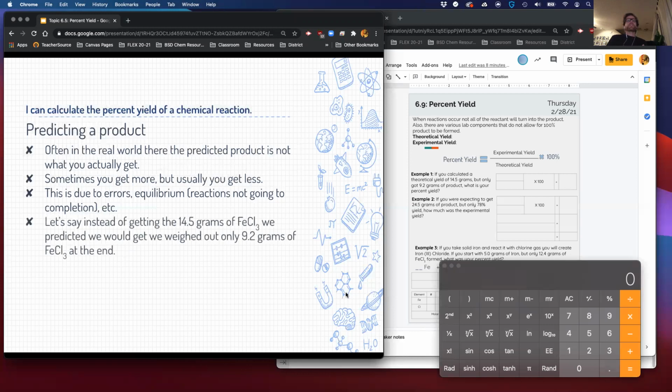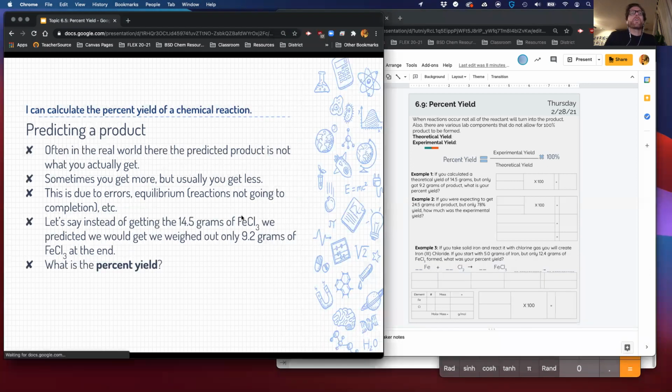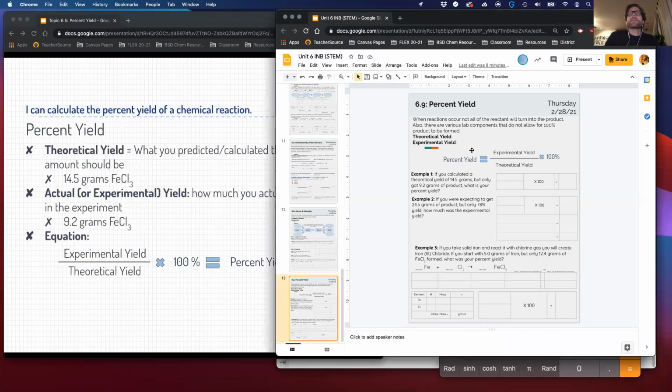Okay. So for the sake of this problem, let's say that you've calculated that your theoretical yield is 14.5 grams, but you only get 9.2 grams at the end. So what percentage did you get? All right. What is your percent yield? And that's what we're going to be talking about. So here's some things that you need to know.